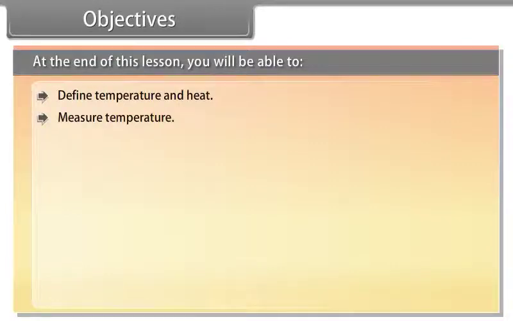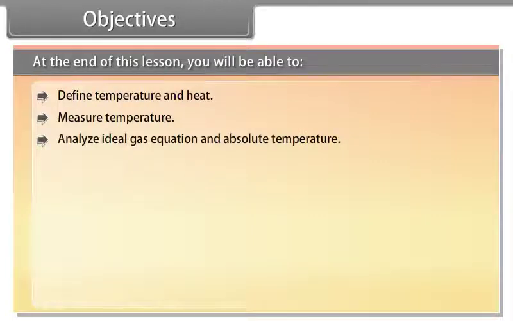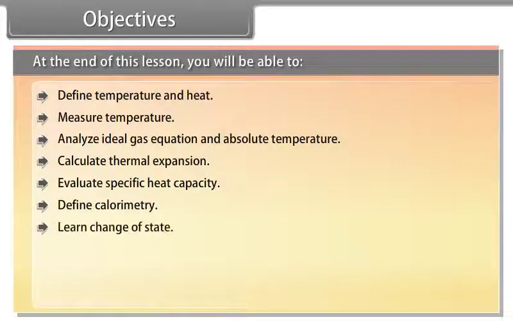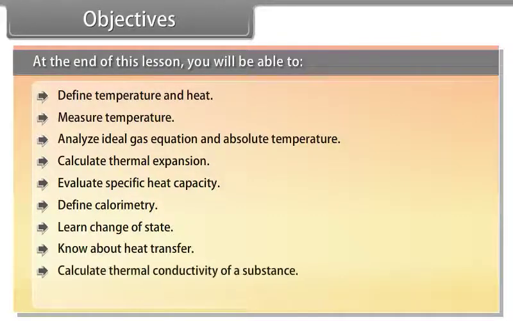Objectives. At the end of this lesson, you will be able to define temperature and heat, measure temperature, analyze ideal gas equation and absolute temperature, calculate thermal expansion, evaluate specific heat capacity, define calorimetry, learn change of state, know about heat transfer, calculate thermal conductivity of a substance, define Newton's law of cooling.